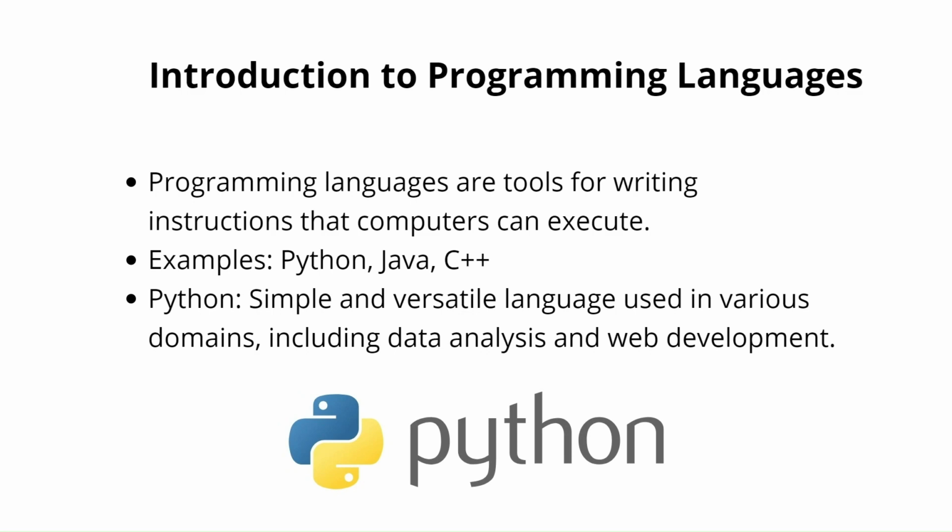Now, we'll have a small introduction to programming languages. So, programming languages are tools for writing instructions that computers can execute. Example: Python, Java, C++. First, let's understand what is Python.